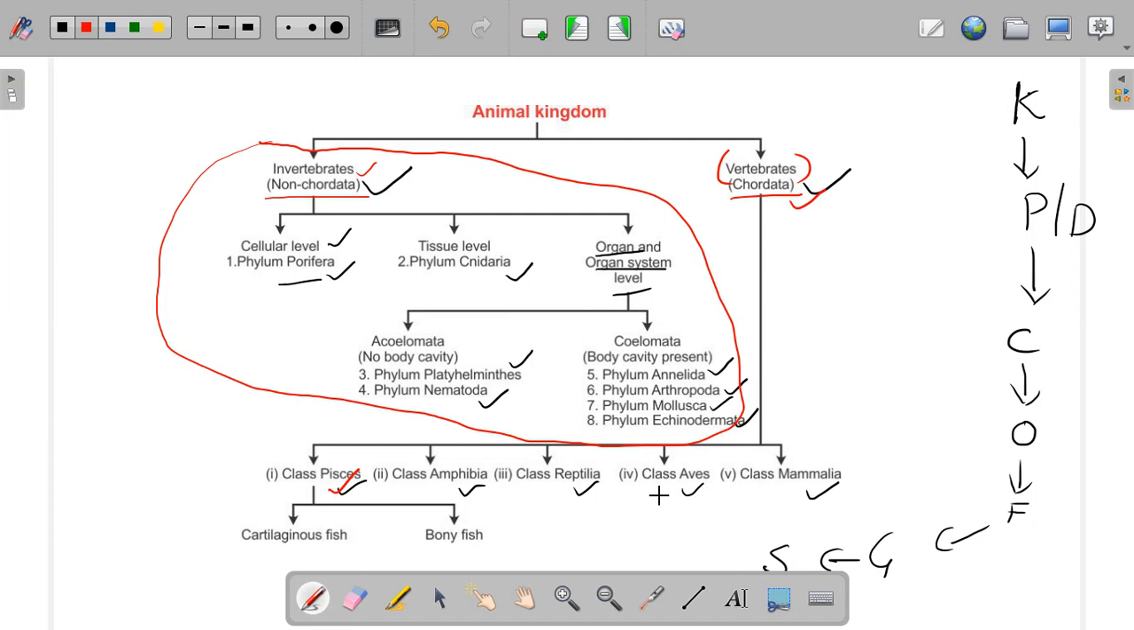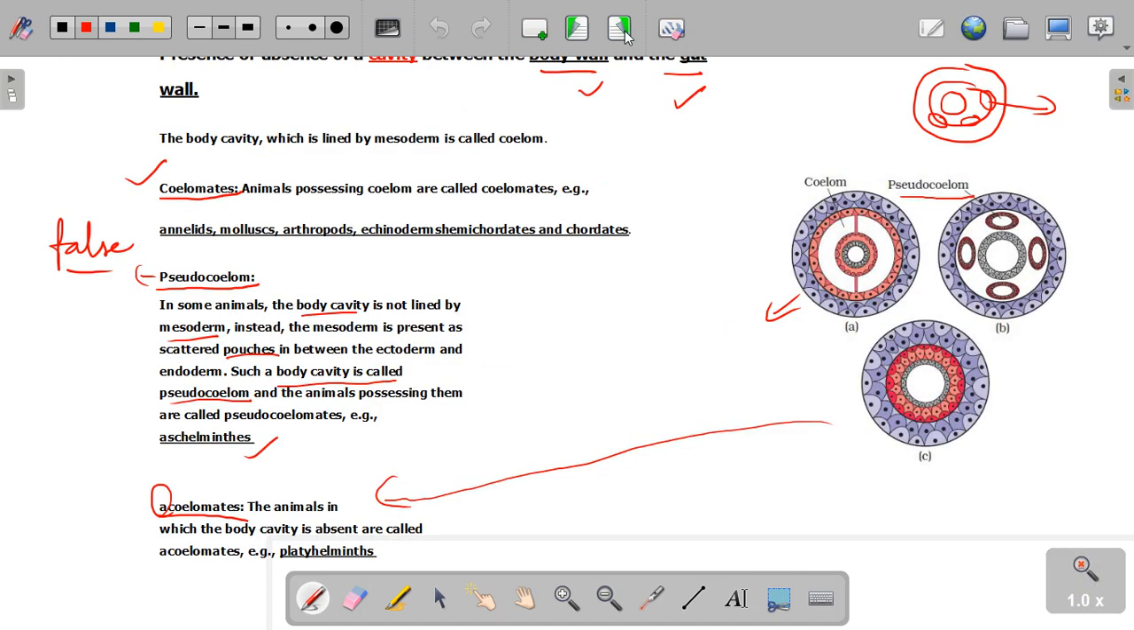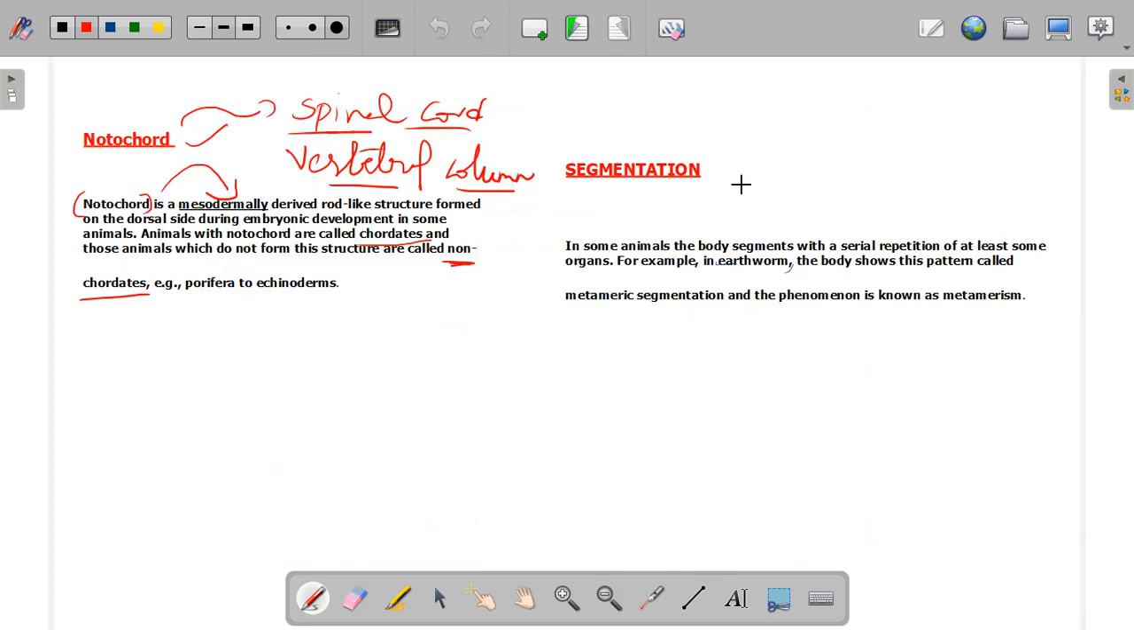And the last important criterion used to divide the animals is segmentation, body segmentation. That means the body is divided into many segments, serial repetitions. Like the earthworm, you can see the earthworm's body is not smooth. The body is divisible into many small parts. This kind of arrangement is called segmentation, or you can call it metamerism. Very important one mark question. So the whole body being divided into small segments is called metameric segmentation, and having that is called metamerism.